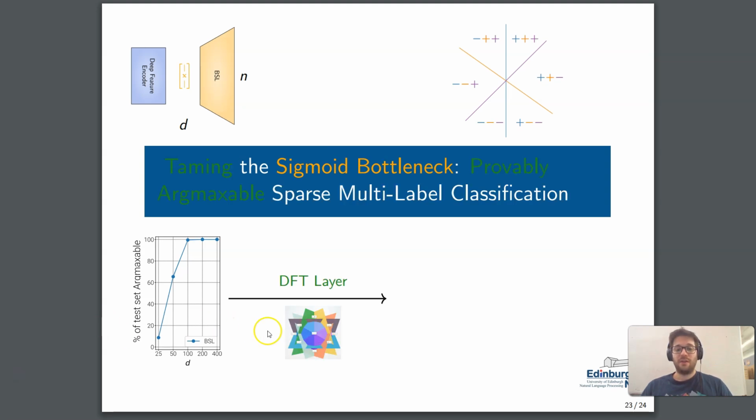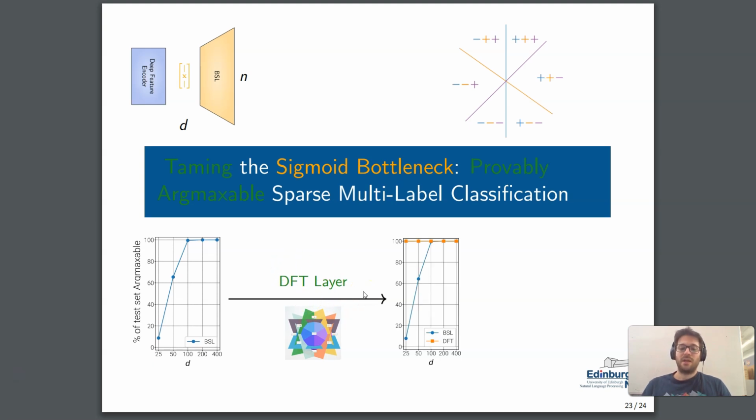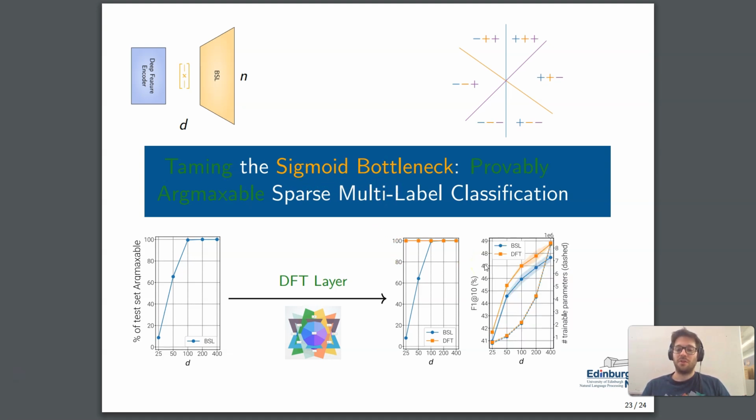We showed that if we fit our proposed DFT layer to such a dataset, we can actually guarantee that the sparse label assignments are argmaxable by construction. In such a sense, we say that we have tamed the Sigmoid bottleneck. Furthermore, the DFT output layer can be more parameter efficient and also converges faster during training due to the initialization trick we mentioned.